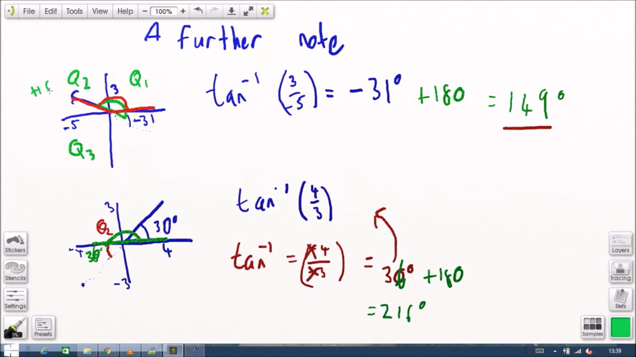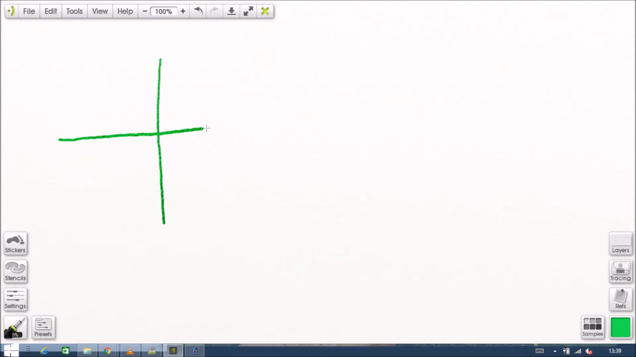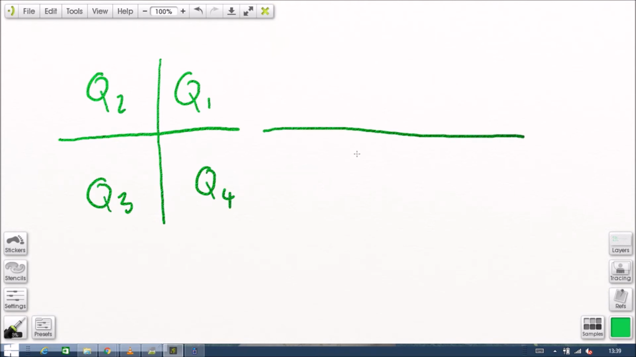So if it's in quadrant 2 or quadrant 3, you have to add on 180 degrees, or pi. Right, so quadrant 1 you just leave the same. Quadrant 2 and 3, you're going to have to add on 180 degrees.